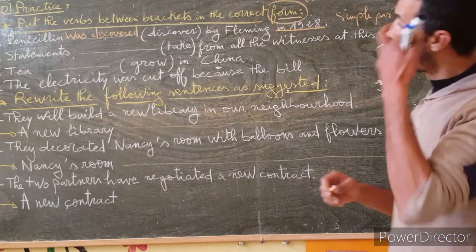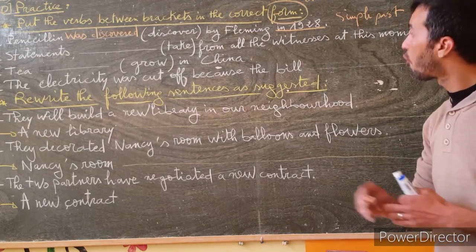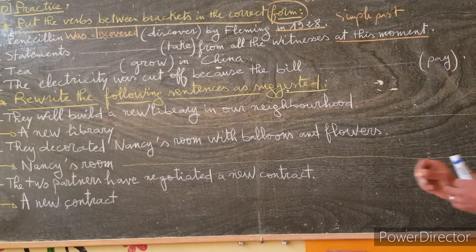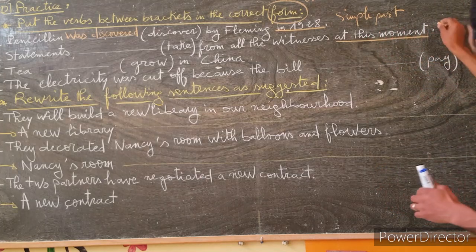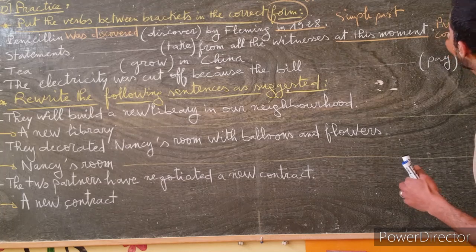Here we go. Now we move to number 2. Statements, verb take, from all the witnesses at this moment. This moment is a signal word of the present continuous or present progressive.